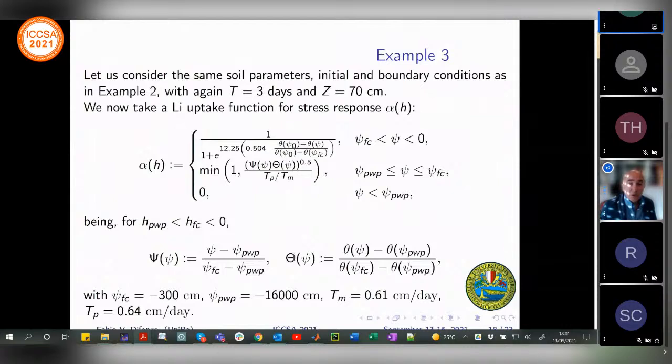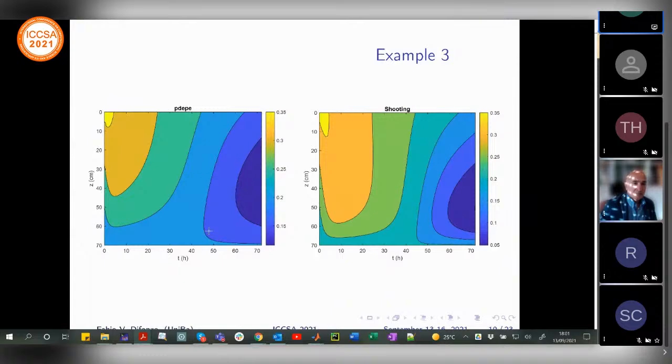I think you should conclude. Yeah. Okay. So in this third example, we have just the same soil as before, but with a different uptake function. It's called the Lee uptake function. And again, we have very similar behavior between PDEPE and the shooting method.